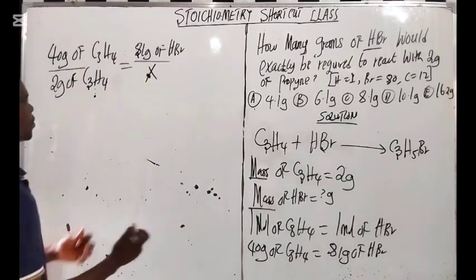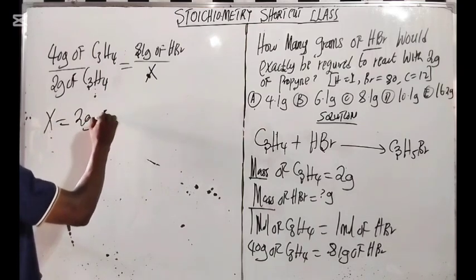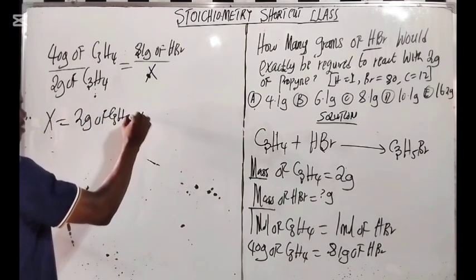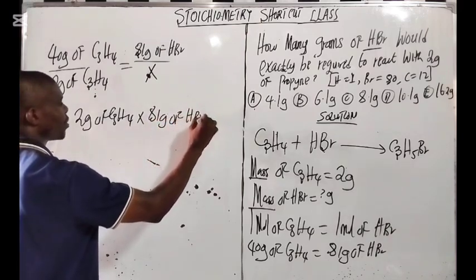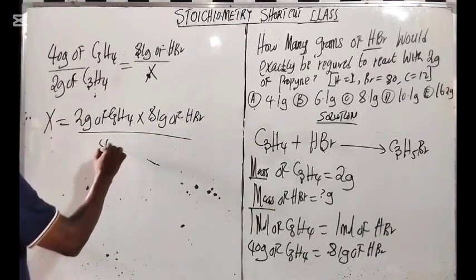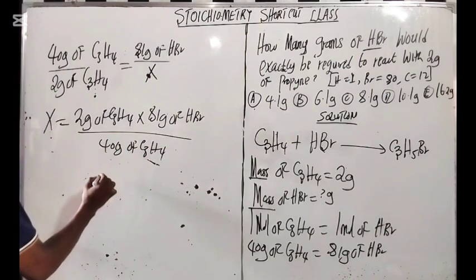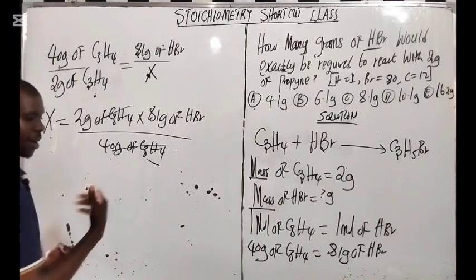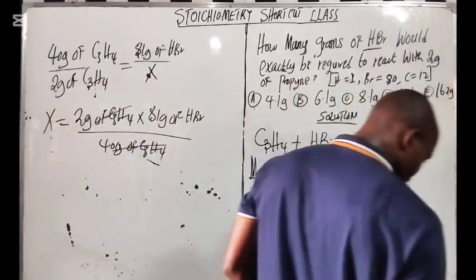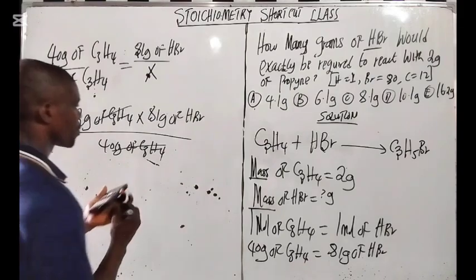So if you make X the subject of the formula, X equals 2 gram of C3H4 times 81 gram of HBr over 40 gram of C3H4, right? This will cancel out this one here. So we're going to do 2 times 81 divided by 40. So let's use our calculator. You have 4.05. So you have what?